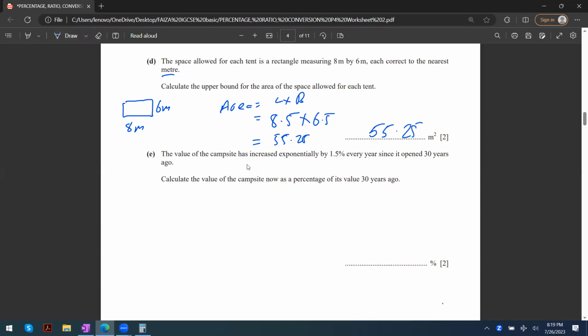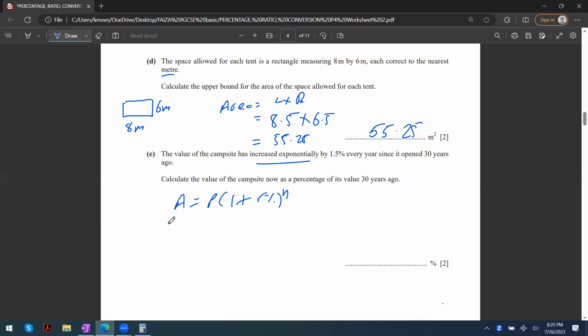The value of the campsite has increased exponentially by 1.5% every year. Exponential increase. Again, the formula: amount is equal to principal times 1 plus r% raised to power n. Calculate the value of the campsite now as a percent of its value 30 years ago. How can we do that? We don't have even A or P. We have nothing.